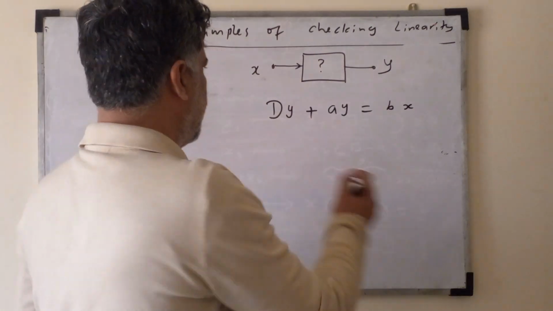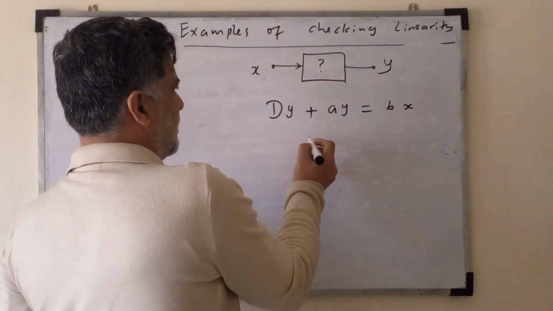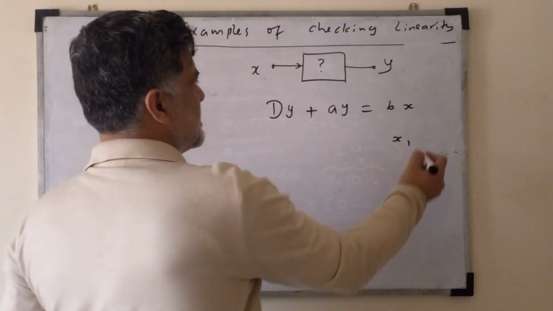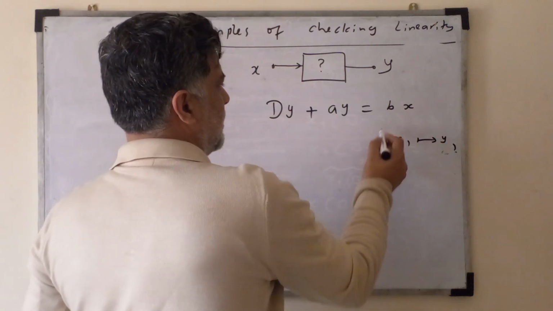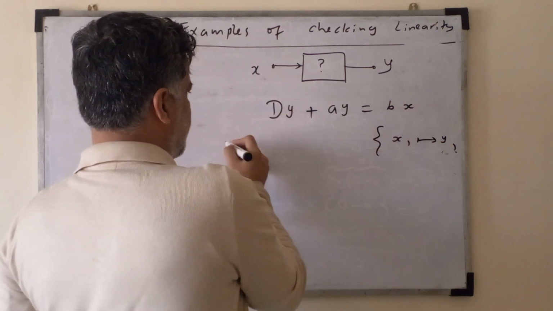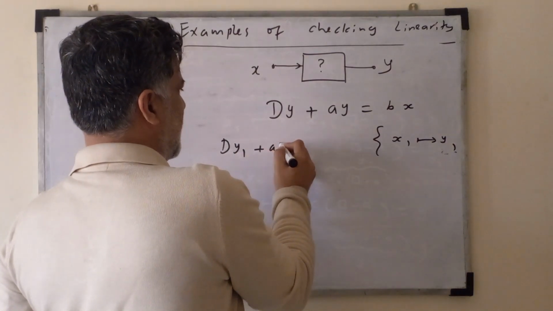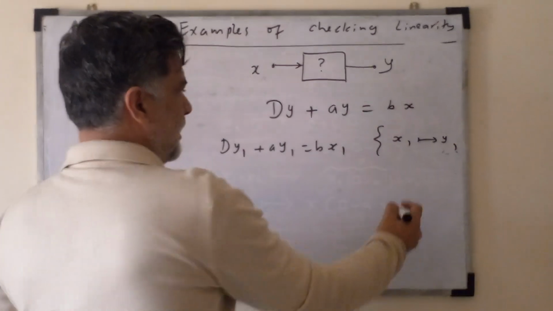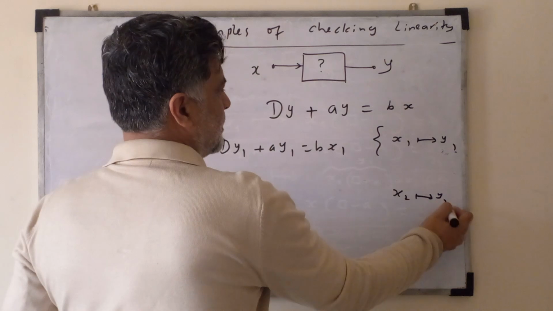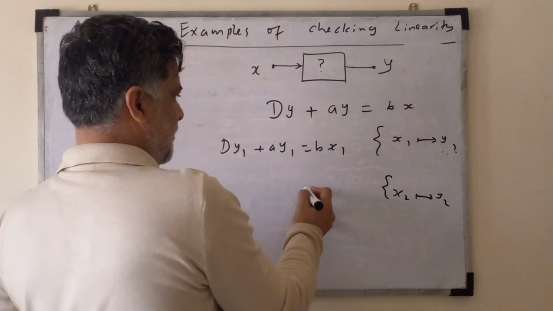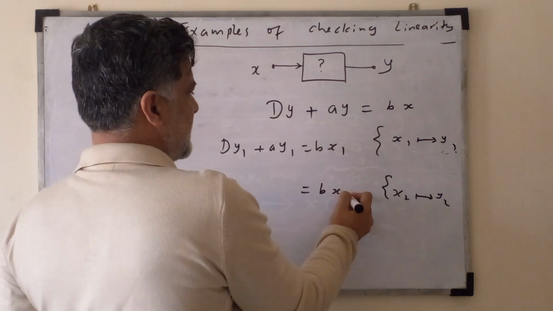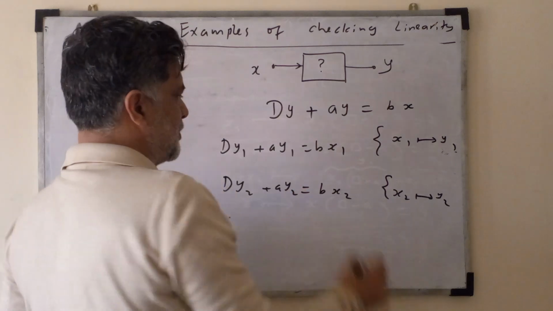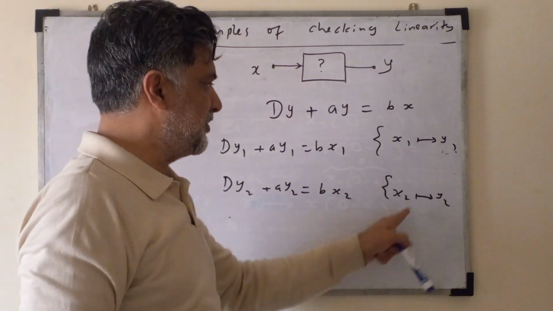The equation dictates how x will be mapped to y. So now, how do I go about superposition? I will say, if this is x1 and this maps to y1, then y1 has to respect this equation: Dy1 plus a y1 equals b x1. This is the meaning of this mapping. Let's say x2 maps to y2, so that is only possible if these two satisfy this equation. So I write the same equation, but this time with x2 and y2.